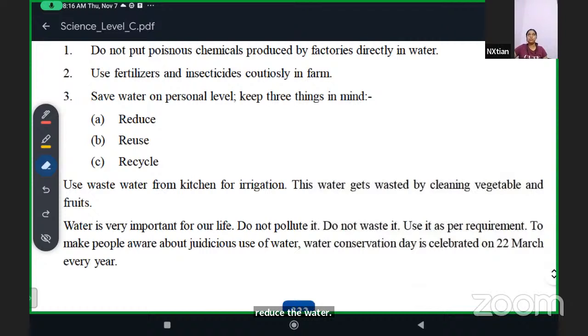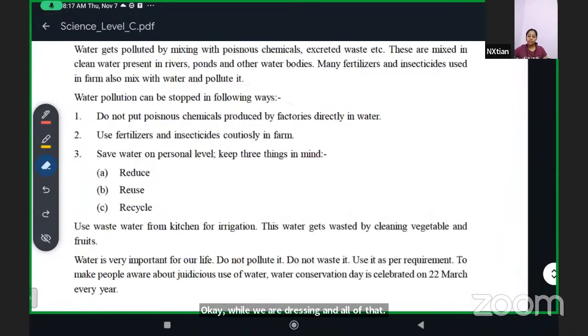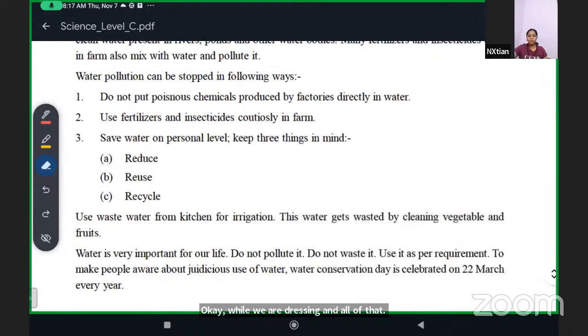Right. We should not keep the tap open while we are brushing and all of that. So we should be careful while using the water. We should avoid throwing our garbage into the water. Okay, and dustbins should be installed at the water bodies so that people throw garbage in those instead of throwing it inside the water bodies.